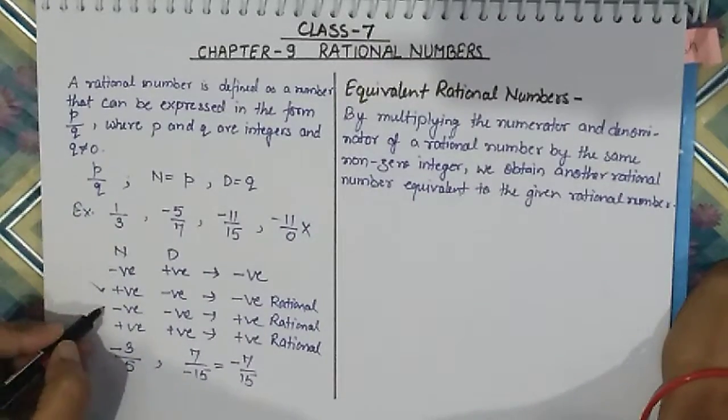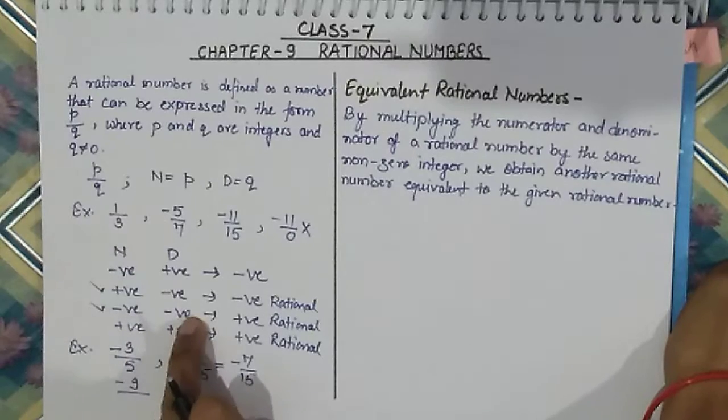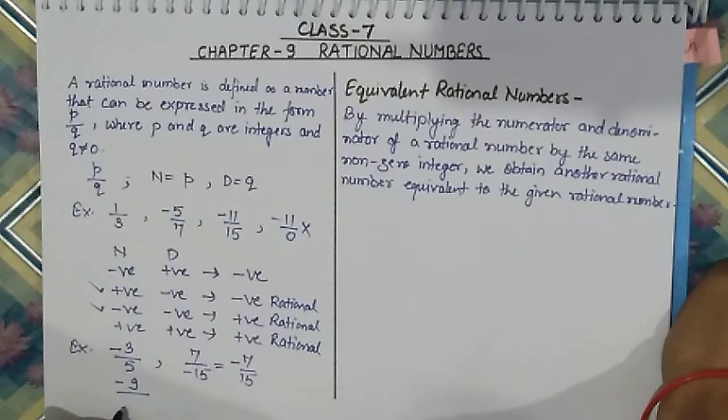Now for the third condition, if numerator and denominator are both negative. Suppose the numerator is -9, divided by a negative denominator, -15. Here both are negative, so the negatives cancel, and finally we get a positive rational number, that is 9 by 15.